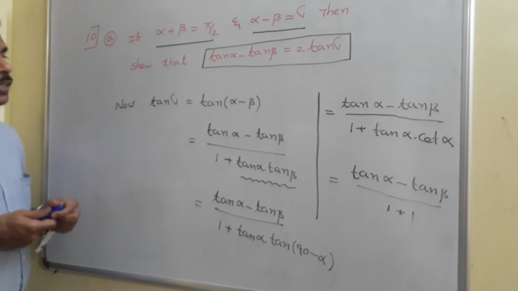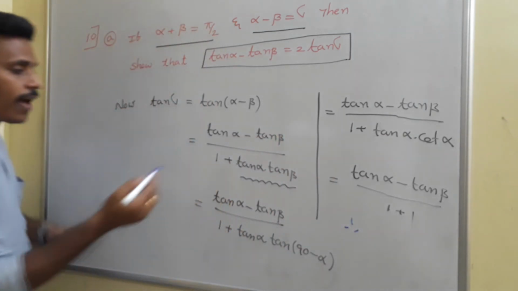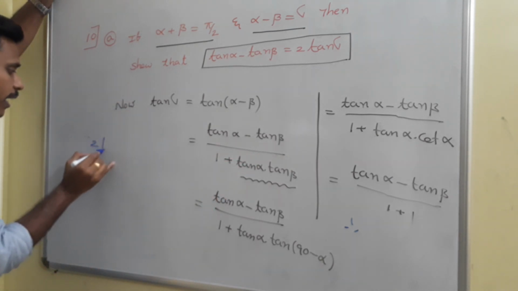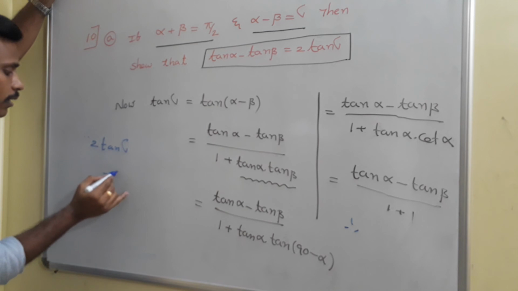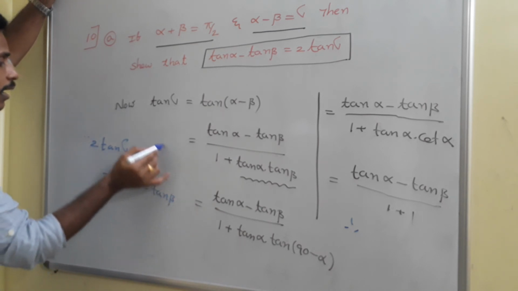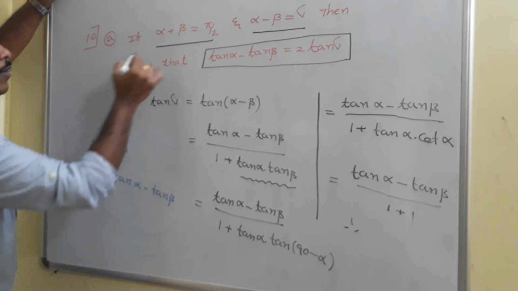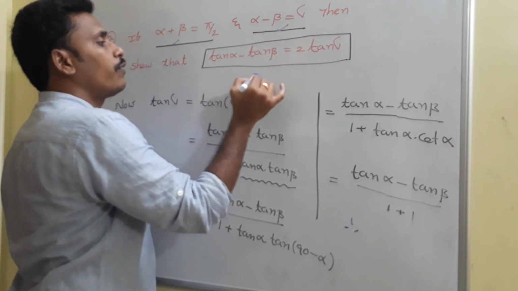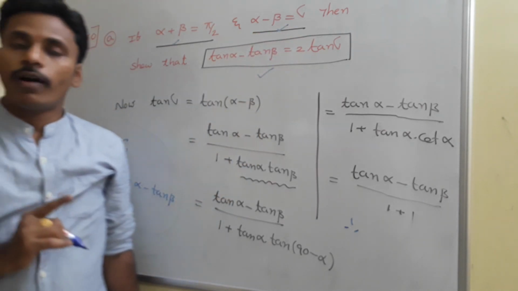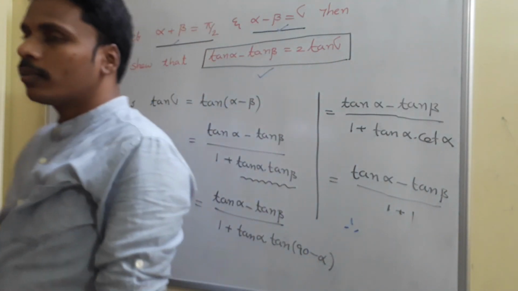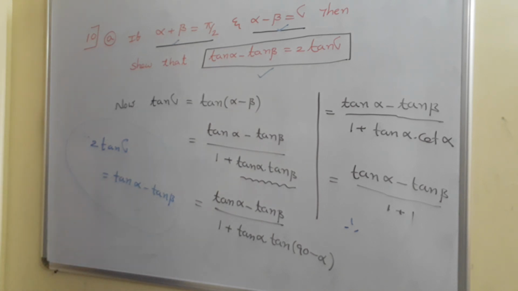So therefore, I have no space, I will write here. Therefore, if you send this to this side, you will get that 2 tan gamma is equals to tan alpha minus tan beta. A direct relation, okay? See, if alpha plus beta is pi by 2 and alpha minus beta is gamma, then you have this particular statement that tan alpha minus tan beta is equals to 2 tan gamma. Just have a look at it, okay? And then I will give you one simple problem based on this again, okay?